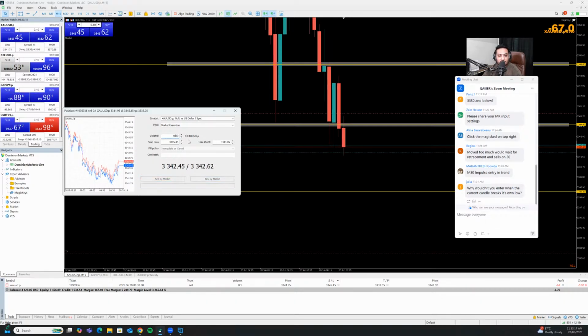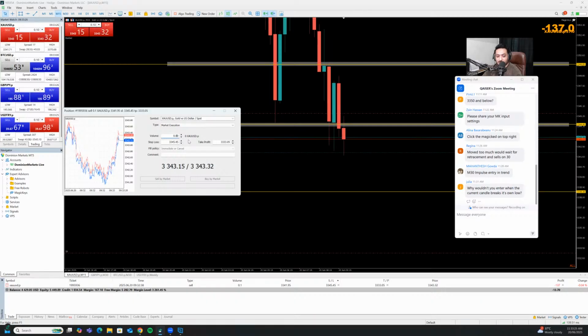So now as it just broke the low, there is no business of this current candle to come back and break its own high. But if it just did that, then I will be out. It's an impulse entry in a trend.